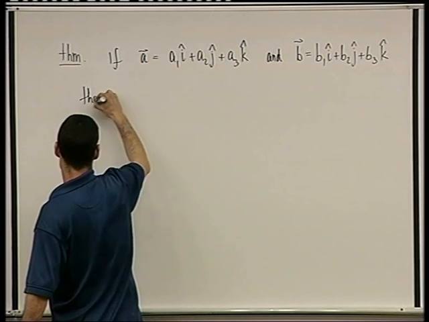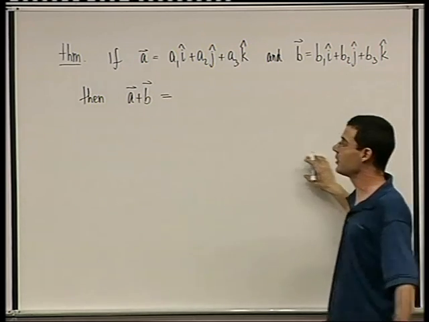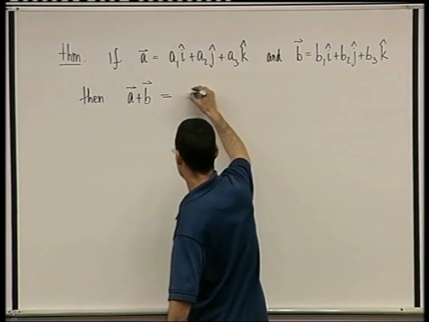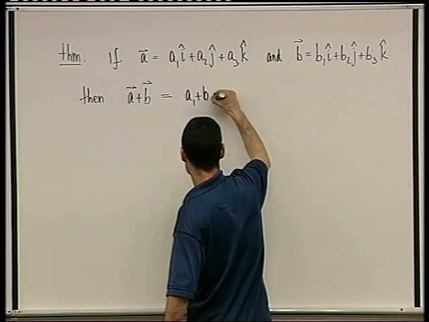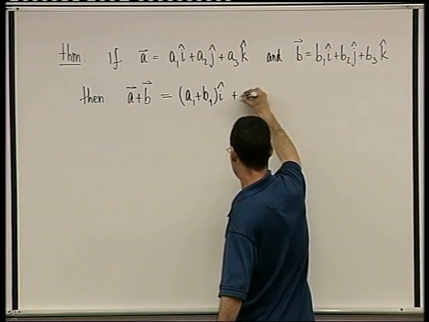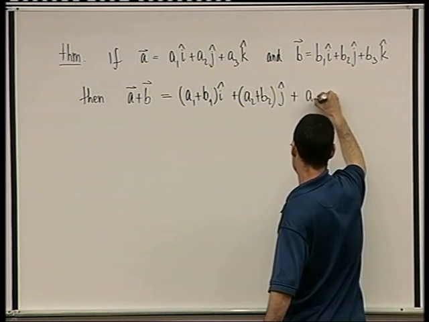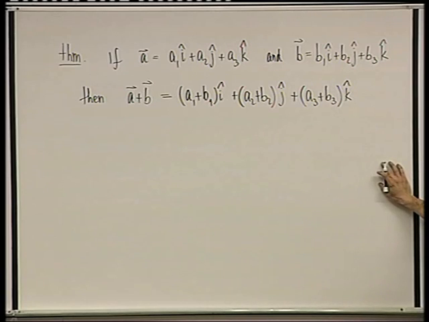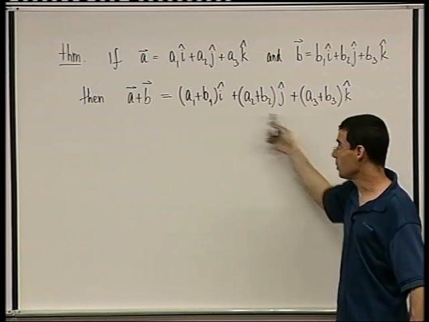Then we know what A plus B is. We know how to add vectors. What's going to be your guess as to what the components of A plus B are going to be, the coordinates? Right. So A plus B is going to be the vector A1 plus B1 in the I direction, plus A2 plus B2 in the J direction, plus A3 plus B3 in the K direction. Okay? So adding, which was a totally geometric thing, now becomes a totally algebraic thing.